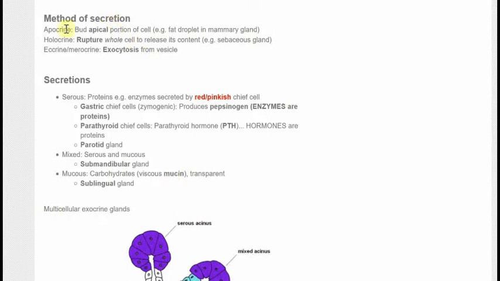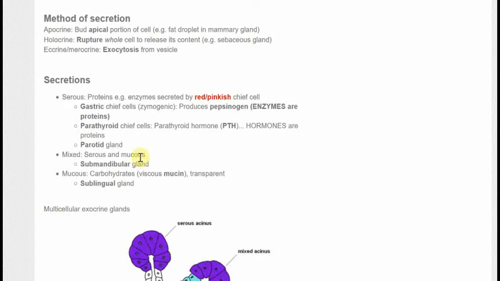So let's just have a quick recap. Apocrine, apical, milk; holocrine, rupture, sebum; and eccrine, exocytosis. Secretions, three main types. One is serous, so that's proteinaceous, usually by chief red pink cells, and they are found in the P's: peptic, parathyroid, parotid. You've got your mucinous cells found in the sublingual gland, mainly carbohydrate type, and the mixed one, which is submandibular.